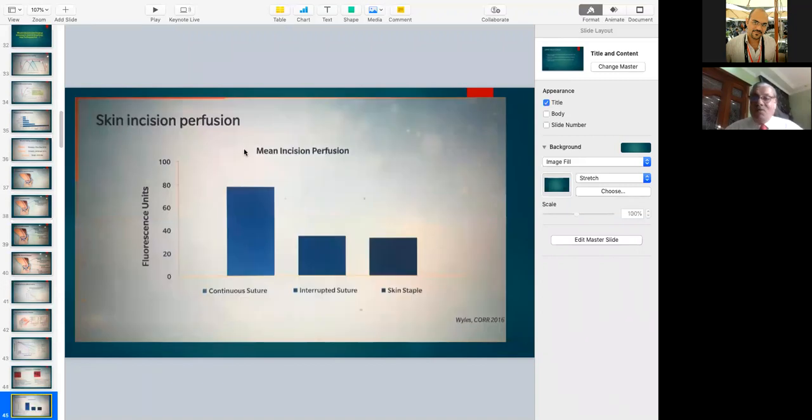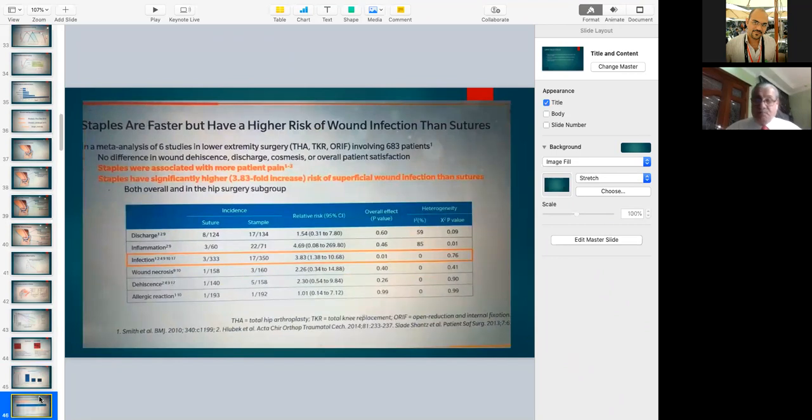What about the skin incision perfusion, the blood distribution? In continuous suture, if you look, there is better perfusion than interrupted suture or skin staples. So this is the advantage of continuous versus interrupted.